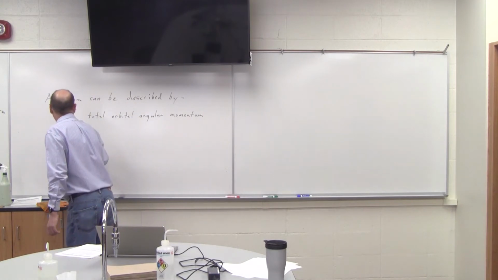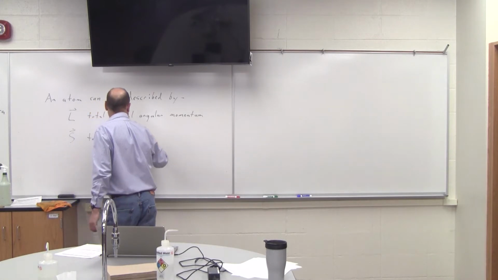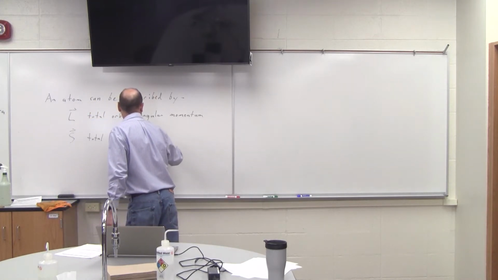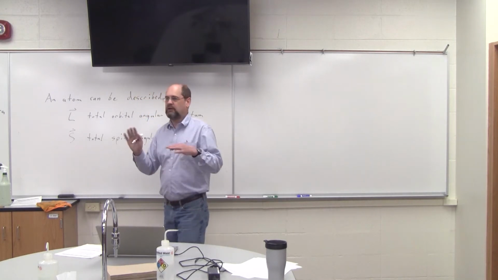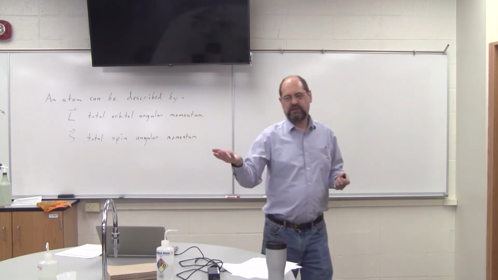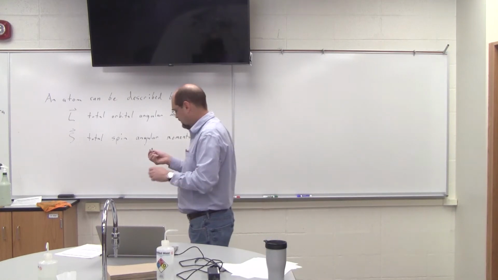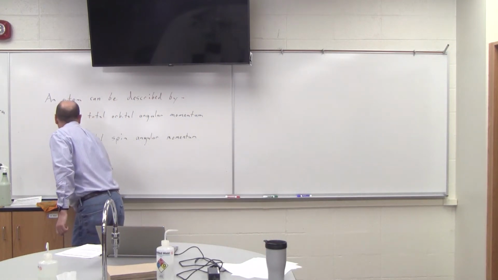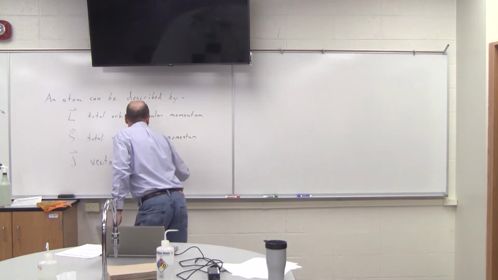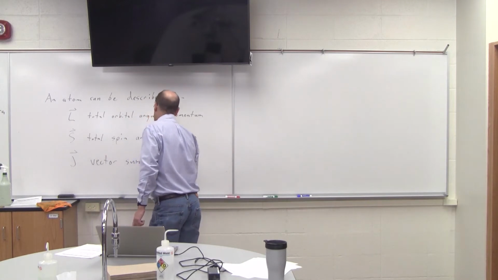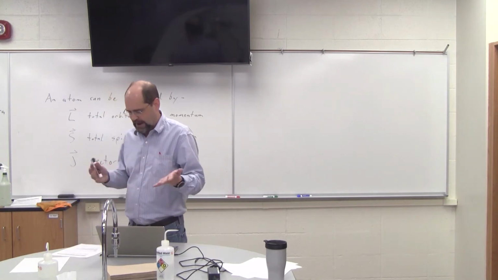S, the total spin angular momentum. And remember, each electron is spin 1/2. So S is 1/2, it's Sz that can be plus or minus 1/2, z component. And finally, J, which is the vector sum of L plus S. So that's where we're at with this.